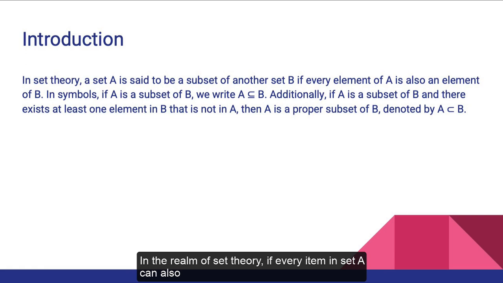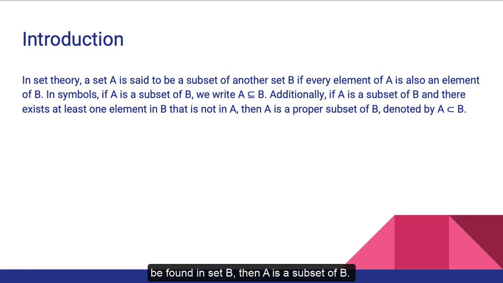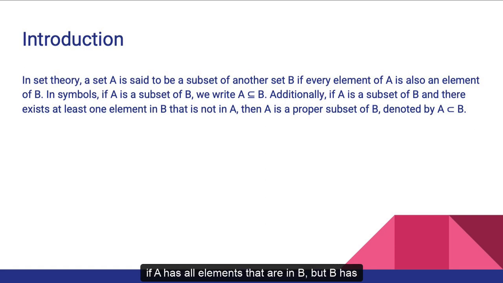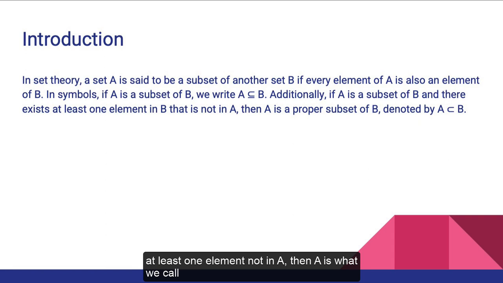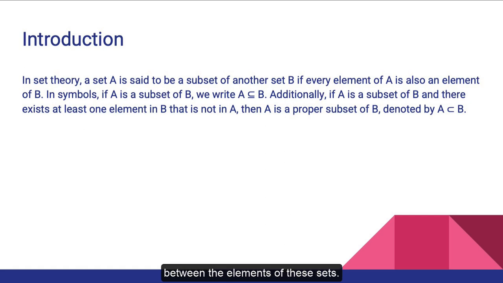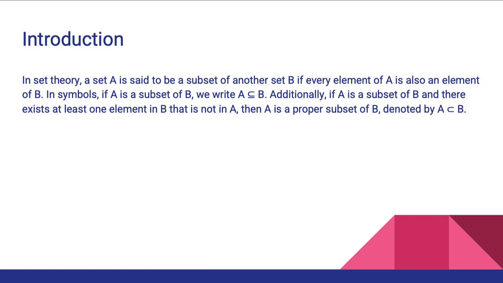In the realm of set theory, if every item in set A can also be found in set B, then A is a subset of B. We use the symbol ⊆ to convey this. Moreover, if A has all elements that are in B, but B has at least one element not in A, then A is what we call a proper subset of B. And we represent this with the symbol ⊂. So, it's all about understanding the relationship between the elements of these sets.